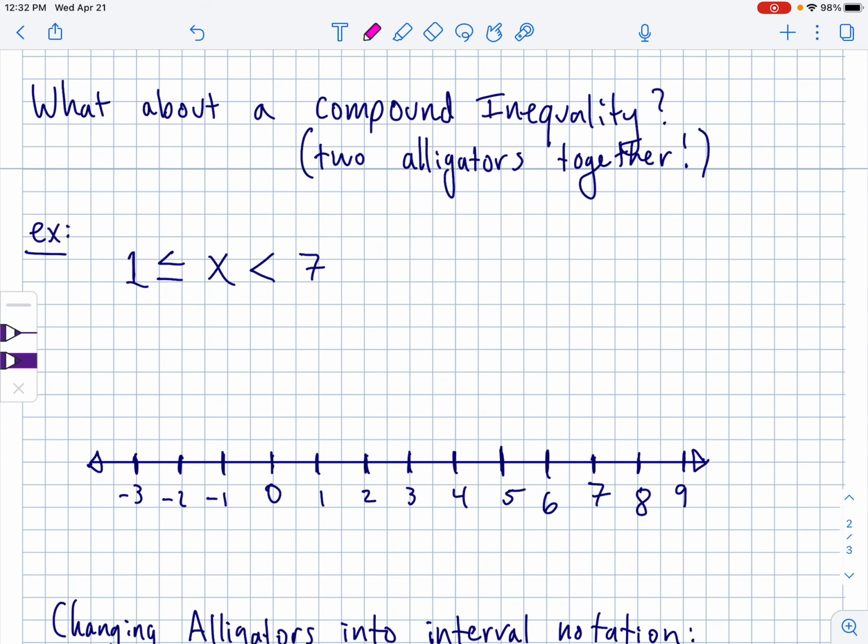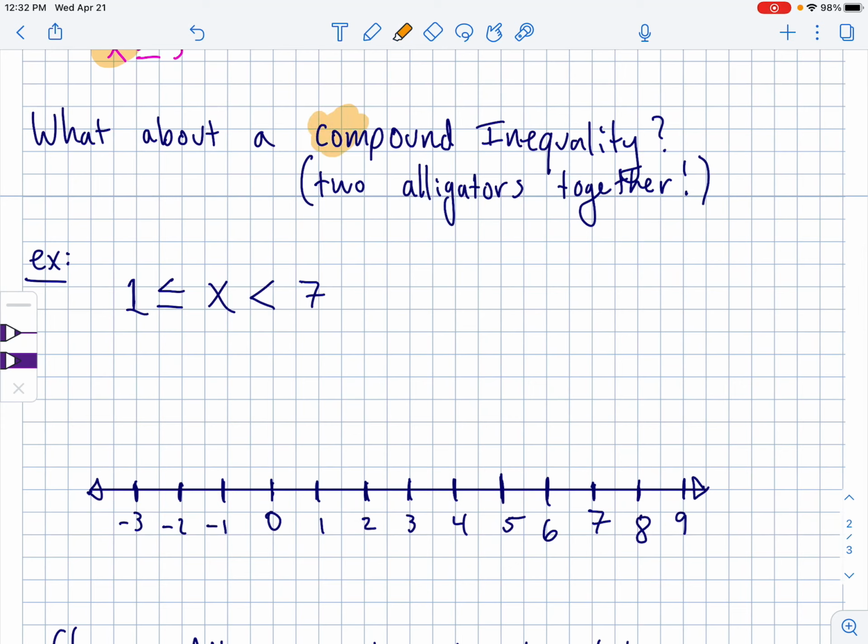Now, there's going to be times where you have to do a compound inequality. A compound inequality means that there's more than one inequality. This statement right here, 1 is less than or equal to x is less than 7, is actually two separate statements. It's 1 is less than or equal to x, and x is less than 7. So it's both things going on at the same time. When they're compound like this, it really just means that x is everything that's in between the two numbers.